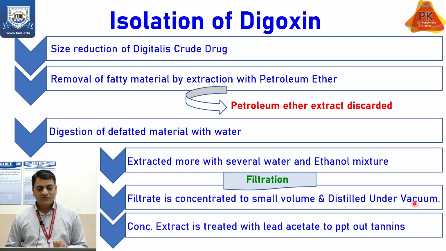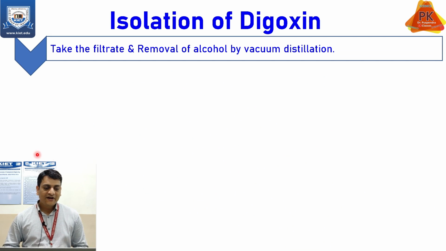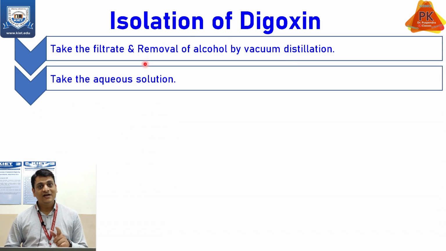After this process we get a concentrated extract, which is treated with lead acetate to precipitate out tannins. When we add lead acetate to this concentrated extract, the tannins are precipitated out as lead tannate and separated out. Again we filter, take the filtrate, and remove the alcohol by vacuum distillation. After vacuum distillation we take the aqueous part.